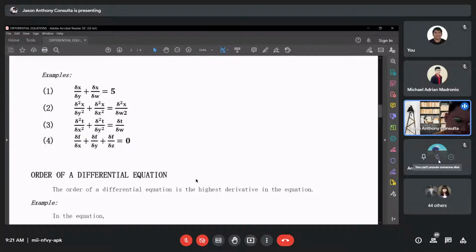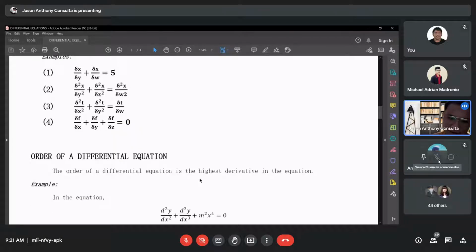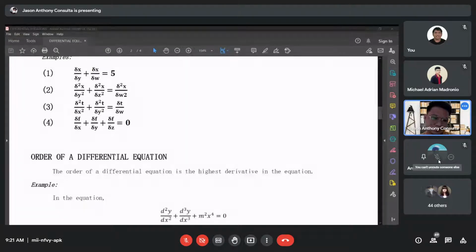So, the order of a differential equation is the highest derivative in the equation. So, in this equation class, what is the order? What is the order of the differential equation? Cherry? Hello po, sir. Oh, hello. Good morning. Ano yung order ng example na ito? May example po, sir. Itong sample sa equation. Pakibasa muna ng equation.